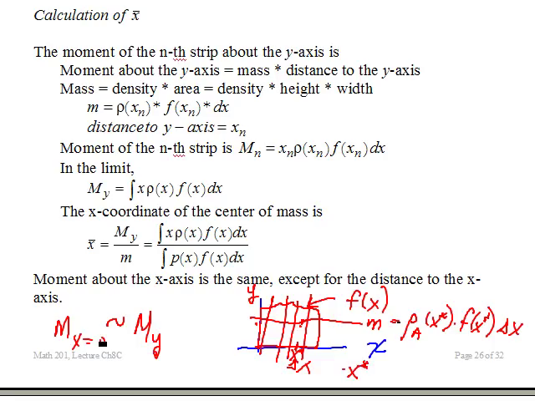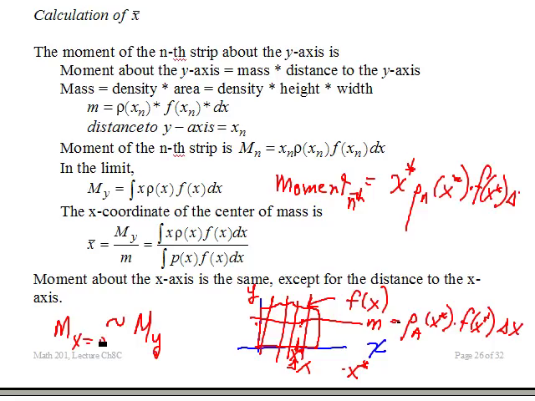So in my crude approximation, the moment in the nth strip is going to be x star, which is some average value in that strip, times the density times f at x star times delta x. To find the total moment, I sum over all the little moments. Then I take the limit as the number of strips goes to infinity, and I get this definite integral.